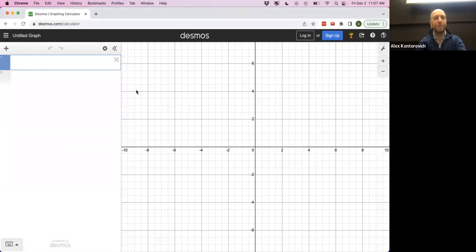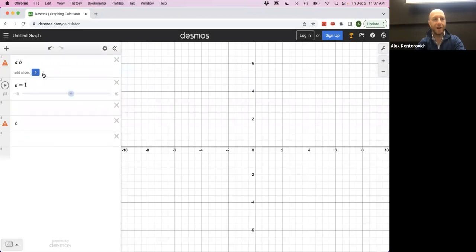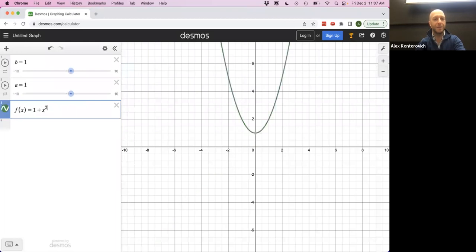Okay, so what's our, let me get an A and a B starting values. Oh, come on. Add a slider for A, add a slider for B. Okay, I'm learning Desmos. This is actually a pretty cool thing. What's our function? F of x is 1 plus x squared. Okay, that's 1 plus x squared. Now I want to restrict this to x being between A and B. And B we're going to set to 2.